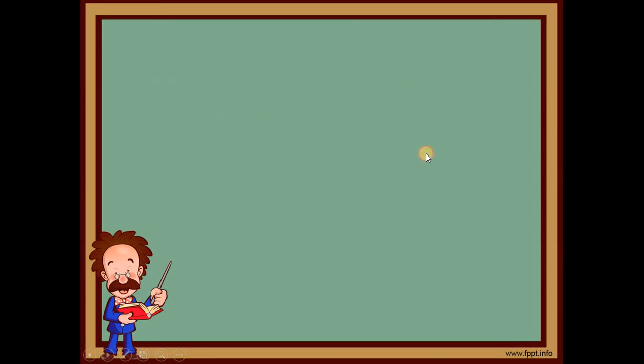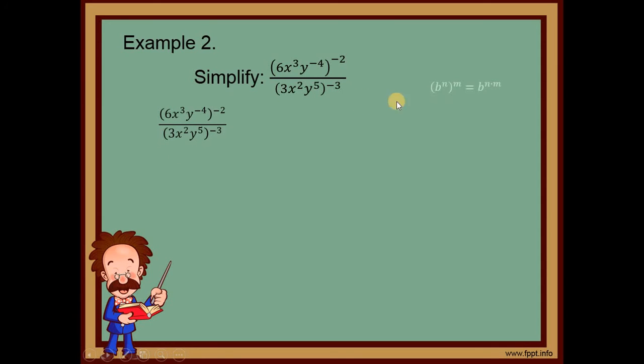Let's have another example. Simplify: the quantity 6x cubed y raised to -4, raised to -2, all over 3x squared y raised to the 5th power, raised to -3. Okay, so we will use this property: b raised to n raised to m is equals to b raised to n times m. Anong ibig sabihin? Yung exponent na nasa labas, imumultiply lang natin sa exponent ng nasa loob.